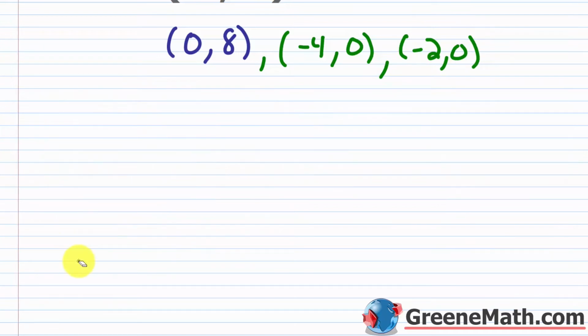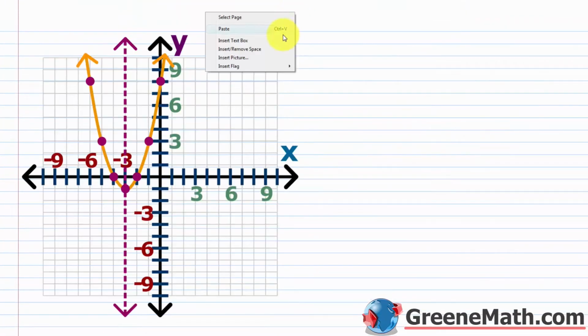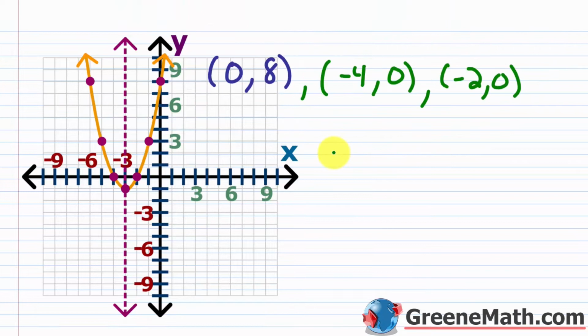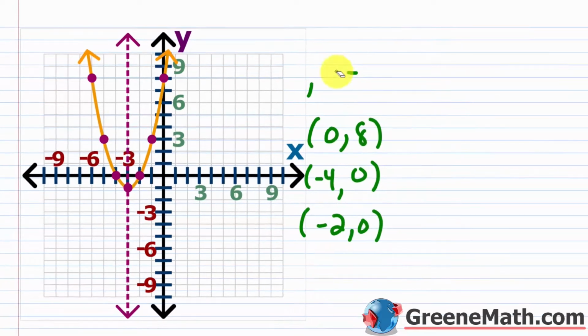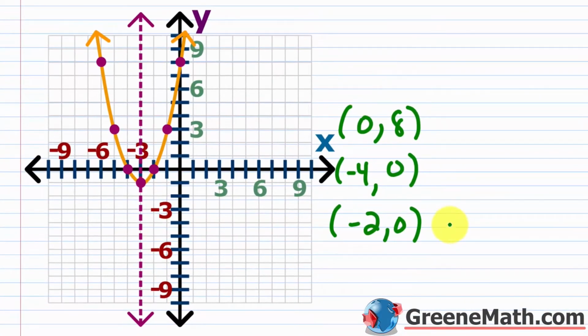And again, we could just plot these points. And let me just paste this in here real quick. And I'll write this more neatly. So we have (0, 8). We have (-4, 0). Let me make that better. And of course, we have (-2, 0). Okay, so let's erase this. All right. So we know the vertex occurs at (-3, -1). So (-3, -1). We have our axis of symmetry.